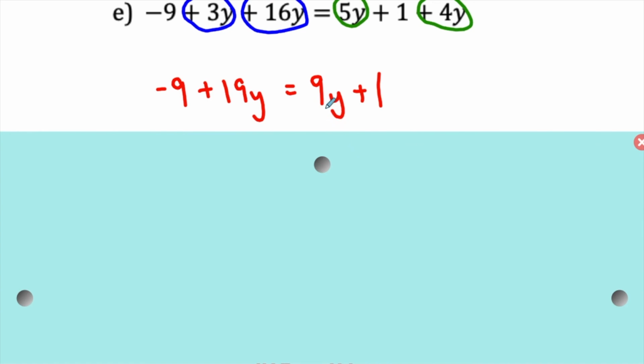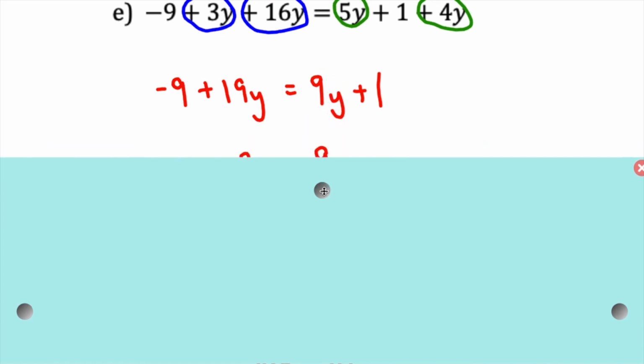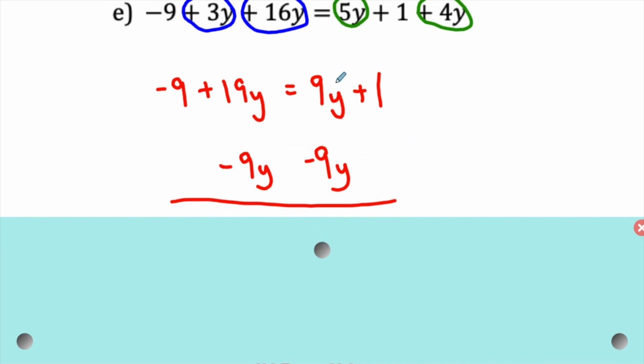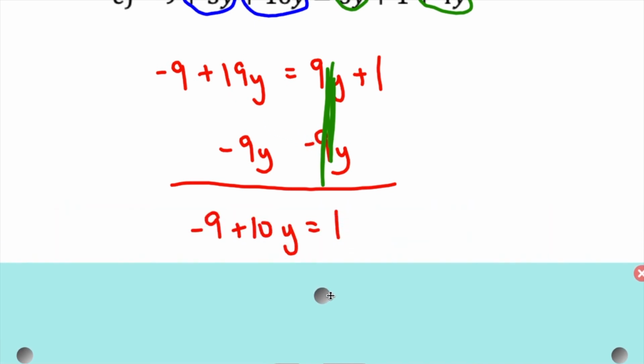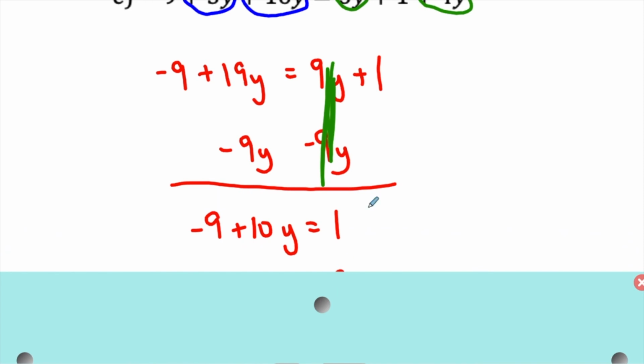Now, I'm moving my variable to the left. So this is a positive 9y. I'm going to subtract it to move it to the other side. 9y minus 9y is 0. Those are gone. Left-hand side, bring down the negative 9. 19 minus 9 is 10. Y equals 1.